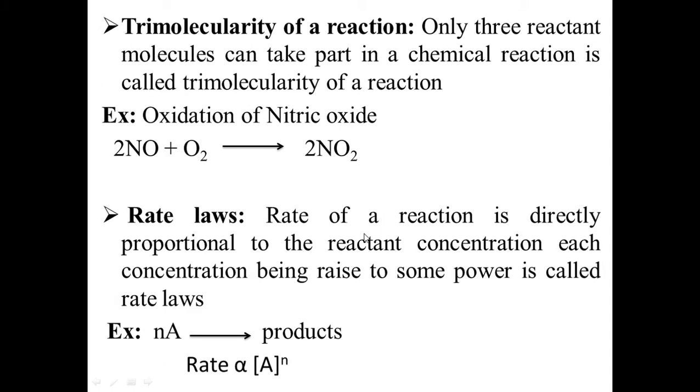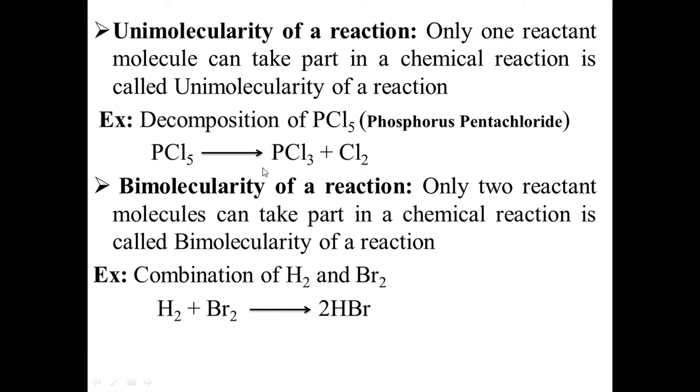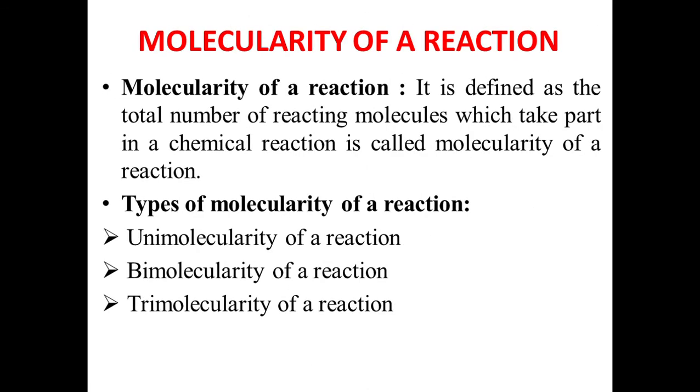Next is trimolecularity of a reaction. Tri means three. Here only three reactant molecules take part in a chemical reaction, which is called trimolecularity of a reaction. Example, oxidation of nitric oxide gives 2NO2. This is trimolecularity of a reaction. These are the three types of molecularity of a reaction.